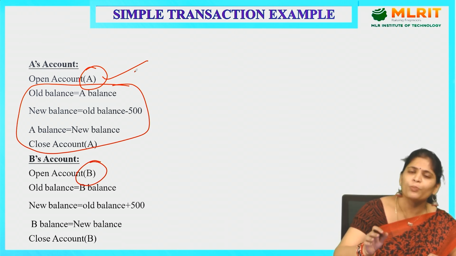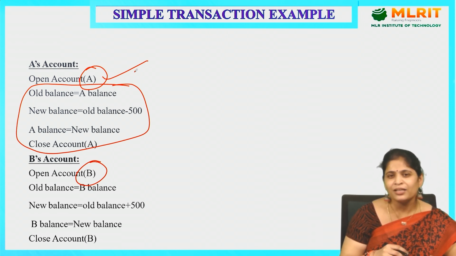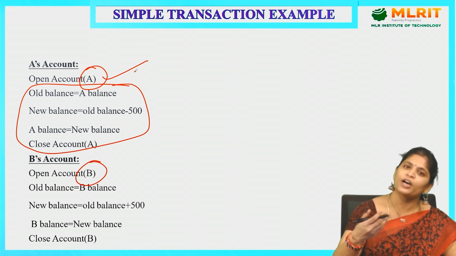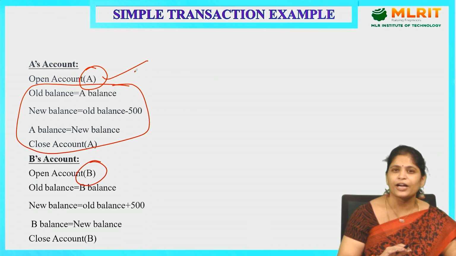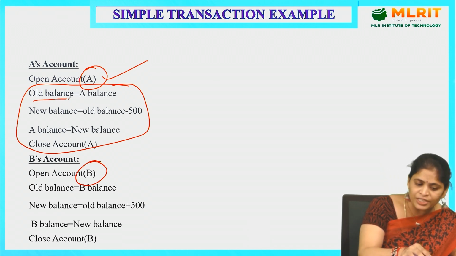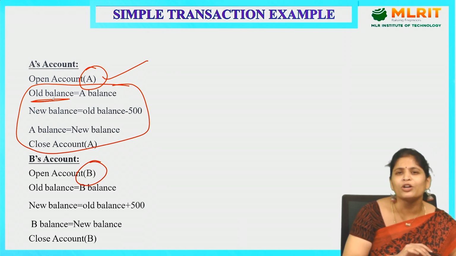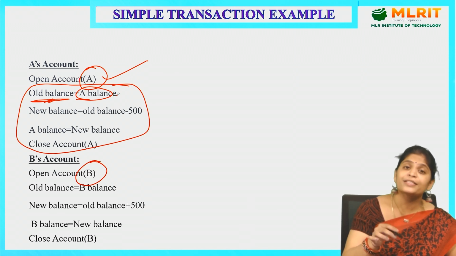So first of all, the action is to open the account A. Next, we'll check the balance. To transfer 500 to another account, we need to check our balance first, whether the amount is available in the account or not. So, they will check the balance. What is the balance that is already there in A's account? That comes under the old balance. Here, old balance is equal to A balance, the already existing balance.